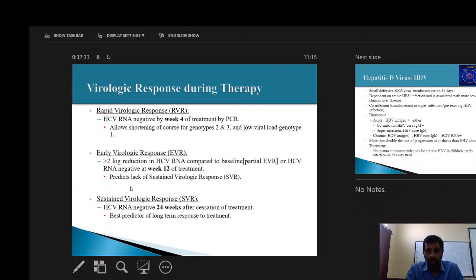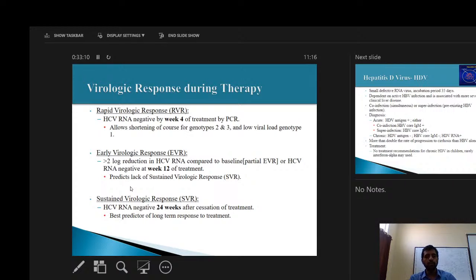So how do you check there is a virological response? Rapid virological response, early virological response, sustained virological response. I don't think you need to know these, but rapid virological response, if RNA PCR levels come down within 4 weeks after initiation of therapy, is called rapid virological response. If it takes 12 weeks, you call it early virological response. And after the virological response, if the virological response gets maintained for 24 weeks, we call it sustained virological response.